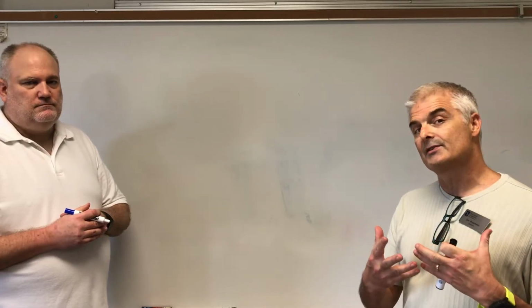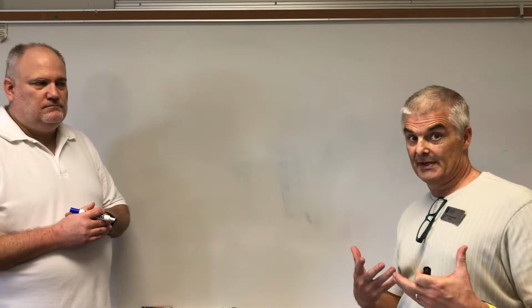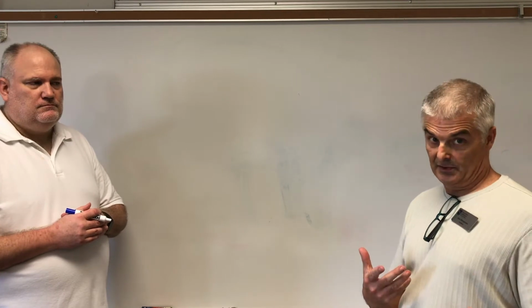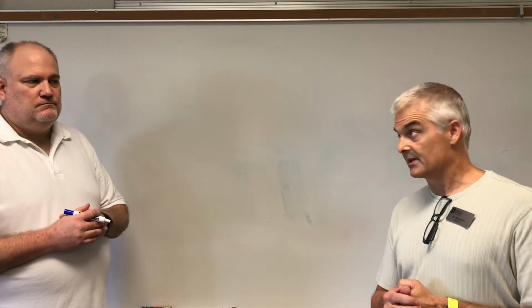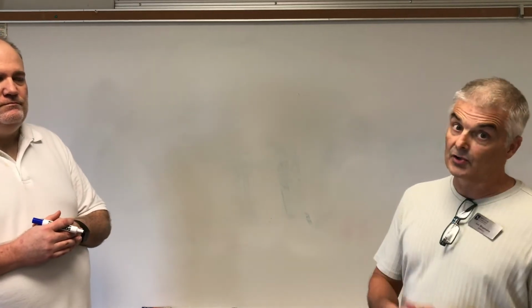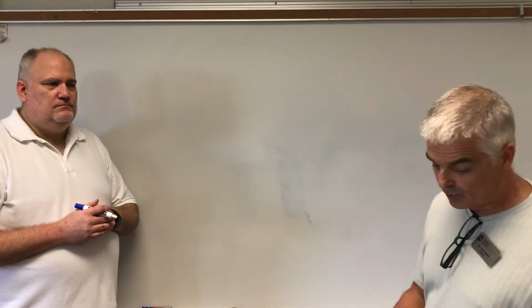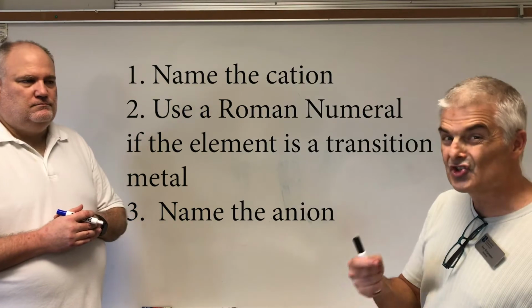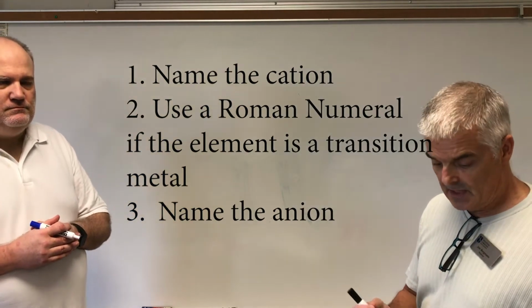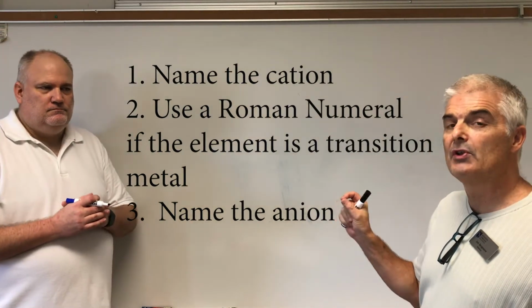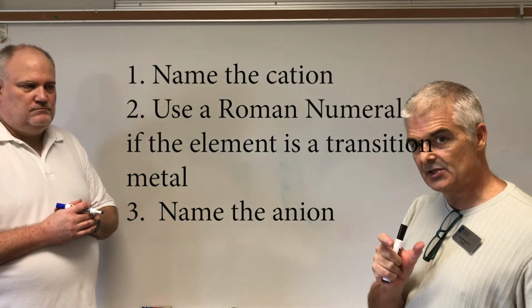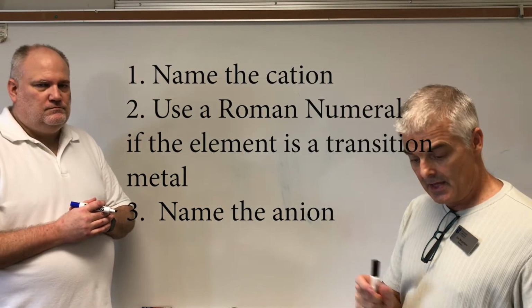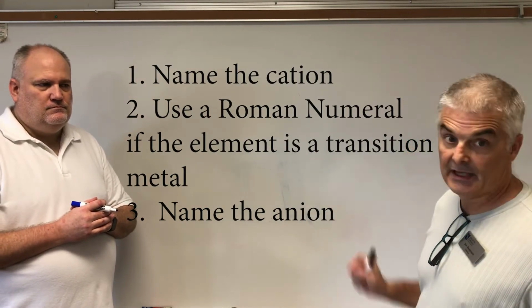Today, guys, we're going to learn how to now not just write the formulas, but actually go from the names to the formula. So it's backwards of what we learned in the last segment, right? That's true. So there are also a set of rules, and you need to copy the rules down. These are the rules. Number one, name the cation, which is almost always a metal. Number two, use a Roman numeral if the element is a transition metal. And number three, name the anion.